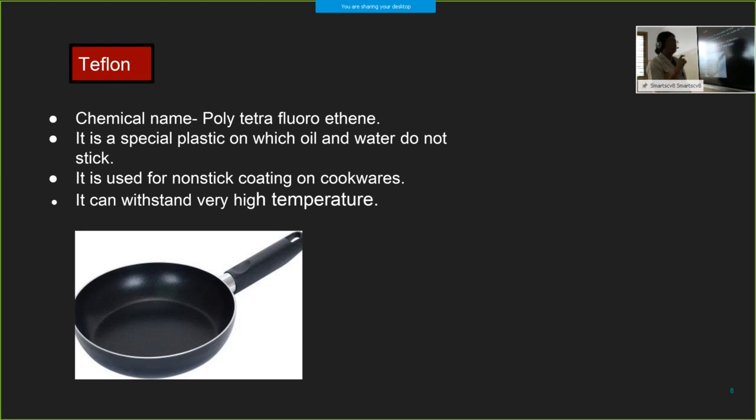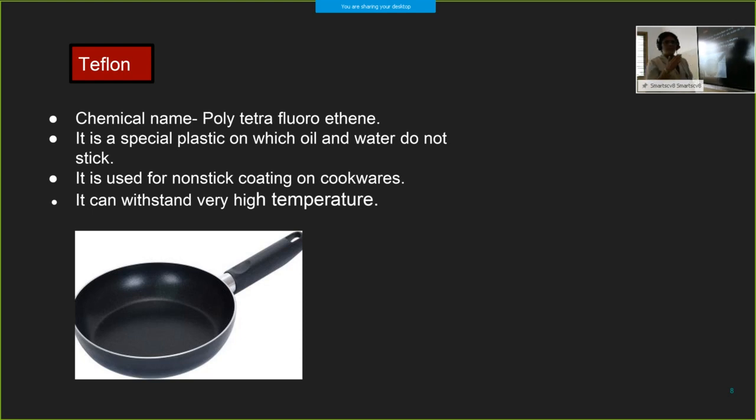Now what is the chemical name for this Teflon? Polytetrafluoroethylene. Okay, so learn that chemical name by heart. Write the chemical name of Teflon: polytetrafluoroethylene. Now it is a special plastic on which oil and water do not stick. So it is very comfortable to use these non-stick pans in the kitchen because the food materials will not stick to the pan, is it not?